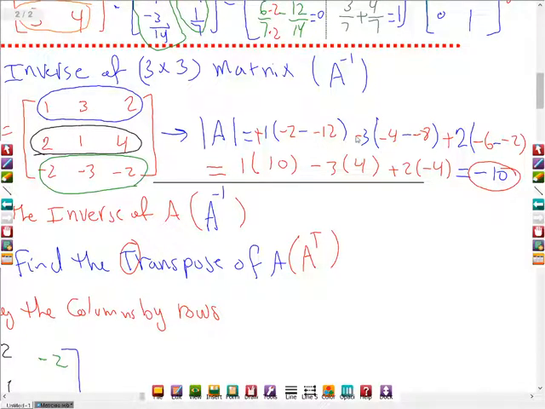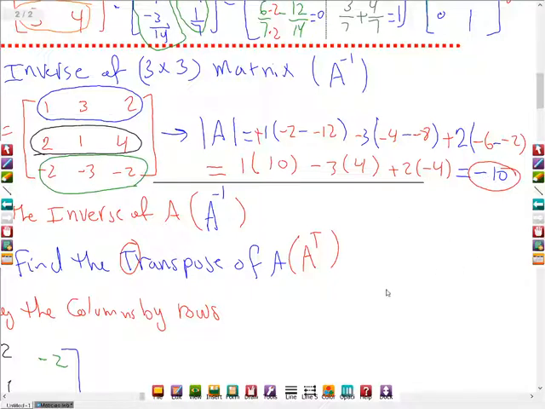Now the 3, the same thing, the sign plus minus. You delete this column, this row, 2 and 4, and negative 2 and negative 2. 2 times negative 2 is negative 4. 4 times negative 2 is negative 8. The same thing for 2, you cancel this and this. This is 2 times negative 3 is negative 6, minus negative 2. We have 1 times 10, negative 3 times 4, 2 times negative 4, negative 10. Whether you have 3 by 3 or 2 by 2, you always have to start by finding the determinant of your matrix.